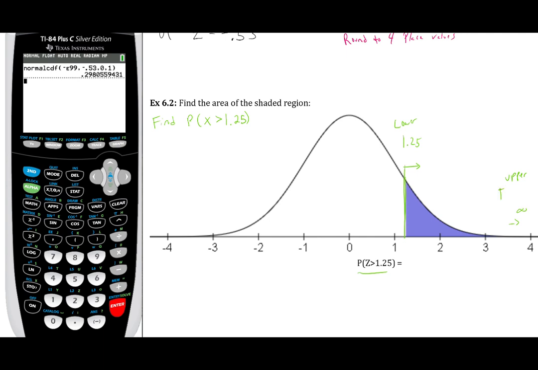So we're going to type in E99 as our upper bound. The mean is still going to be 0, the standard deviation is going to be 1. So again, grab the calculator, second vars, number 2. Now my lower bound I'm going to change to 1.25. My upper bound I'm going to type in E99. Again, this is the scientific notation for 10 to the 99th power, some really large number. We're going to type in second, comma, 99. Again, that's just the calculator's way of doing scientific notation. Mean of 0, standard deviation of 1.